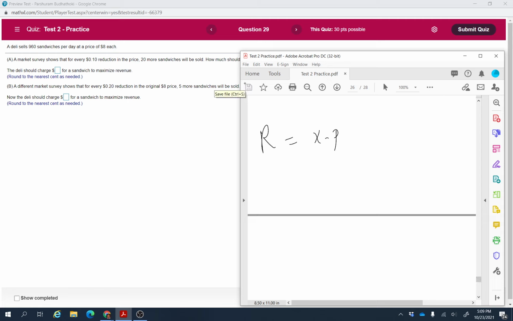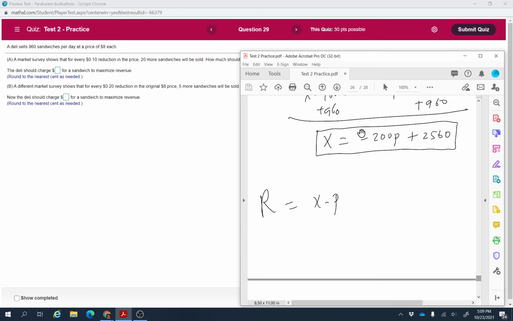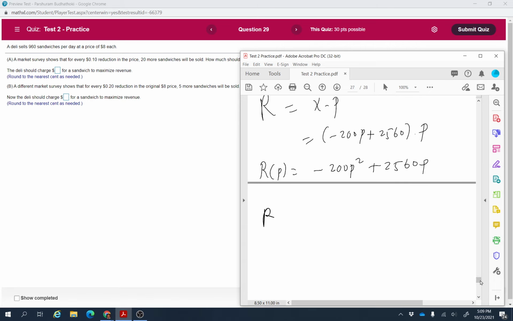So we need to maximize this revenue. We need to find out the derivative of this revenue function, and for finding the derivative we need to change one of the variables into another one, and that can be done by using this relation. So I can write down x as negative 200p plus 2560, times p. So my revenue is a function of p, function of price, which is negative 200p squared plus 2560p.